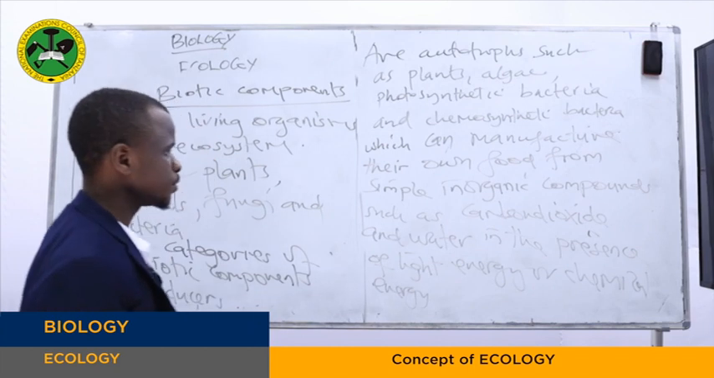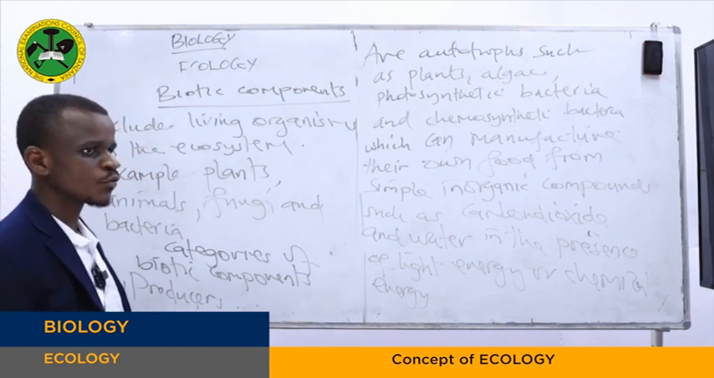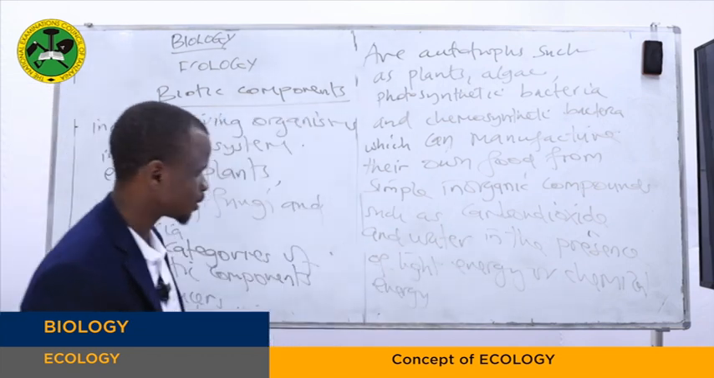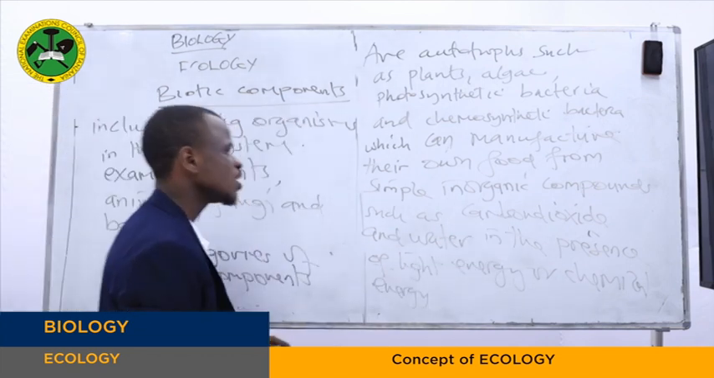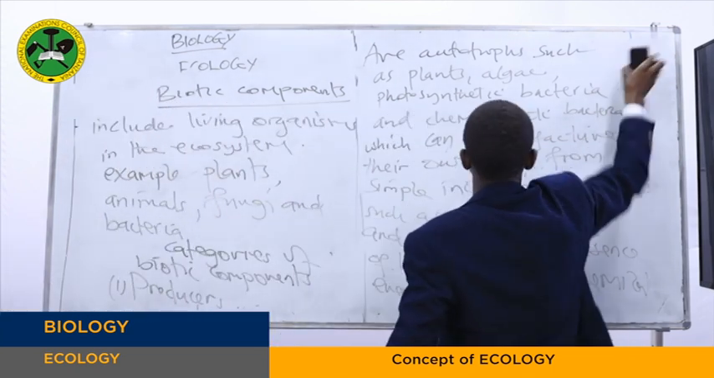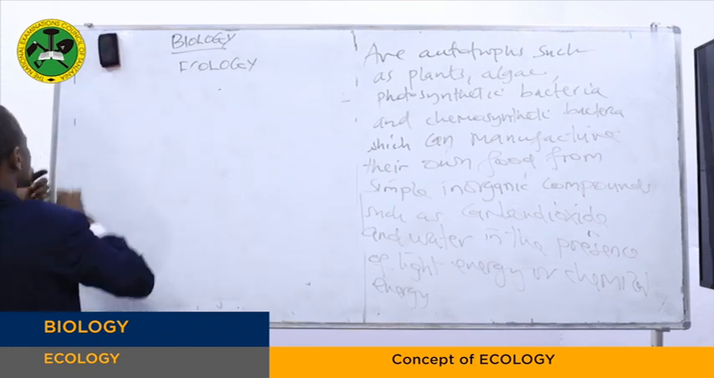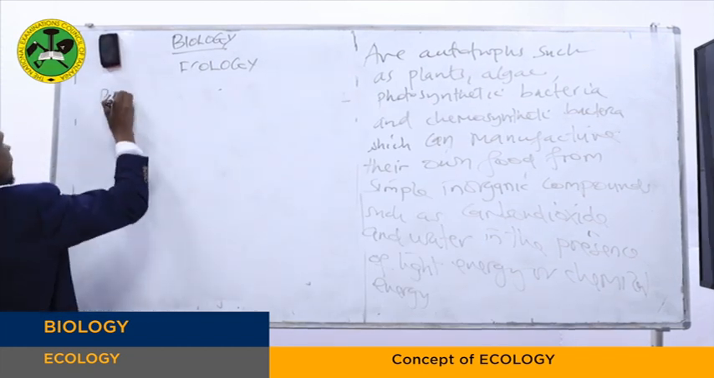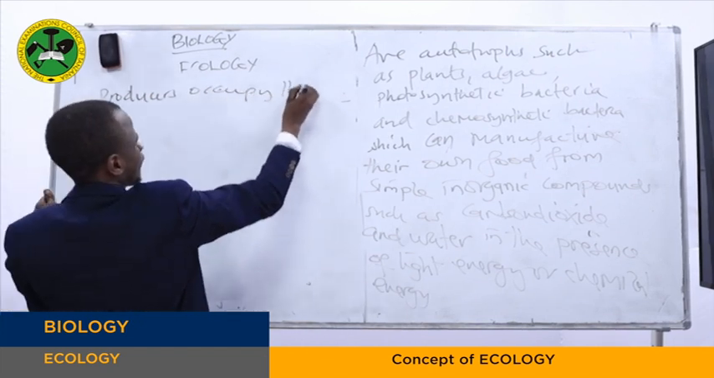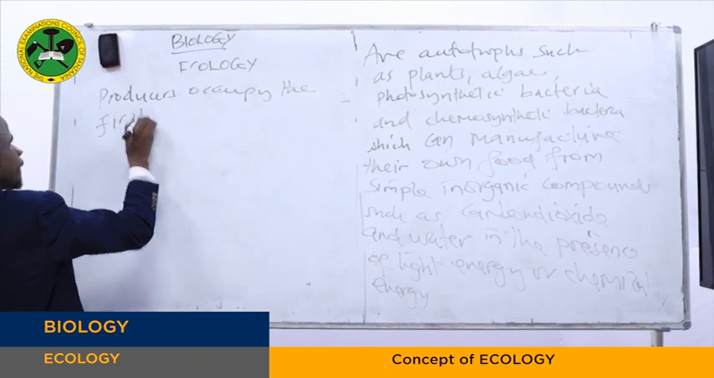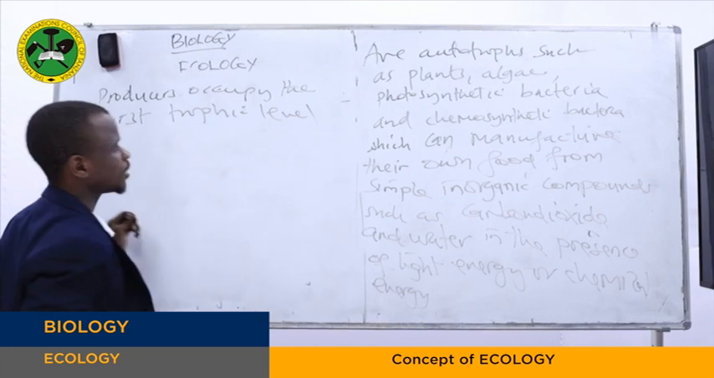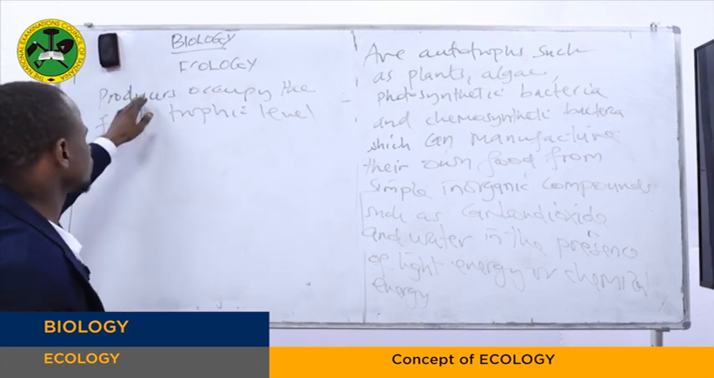These are called producers. They are capable of manufacturing their own food by using carbon dioxide and water in the presence of light from the sun or energy from chemicals. My student, producers occupy the first trophic level, and all energy in consumers is obtained from producers.